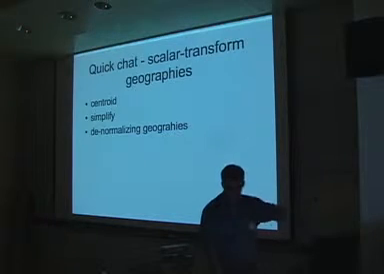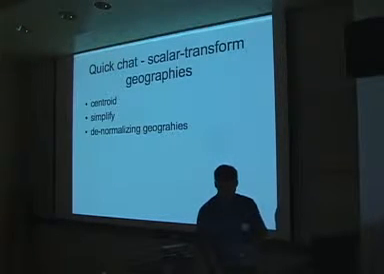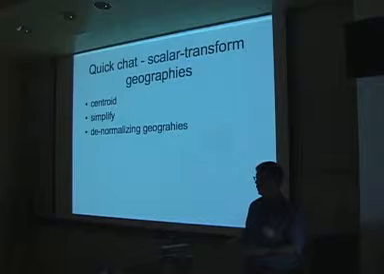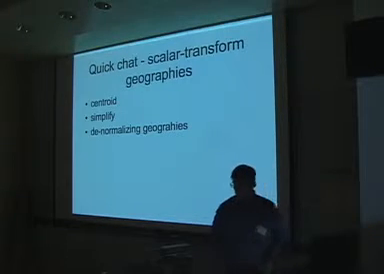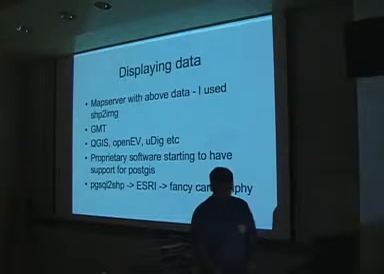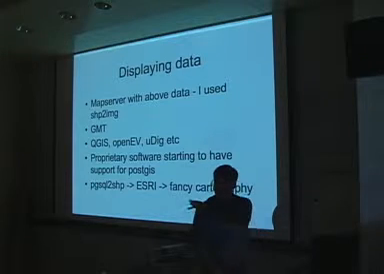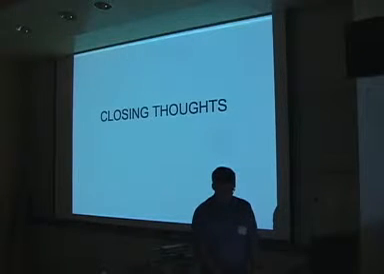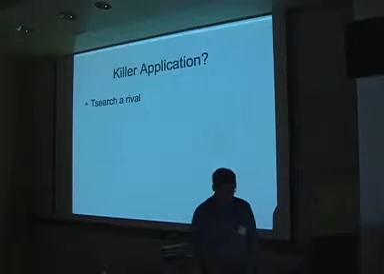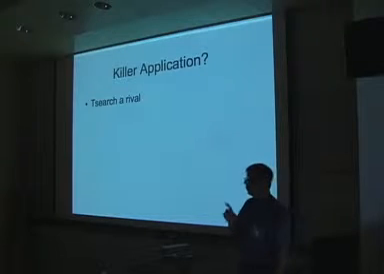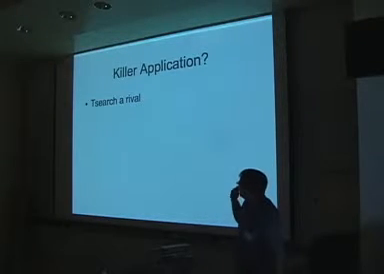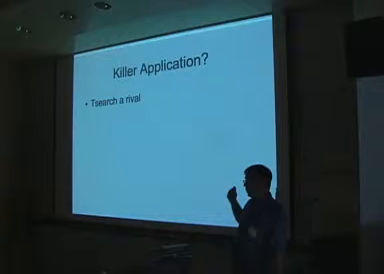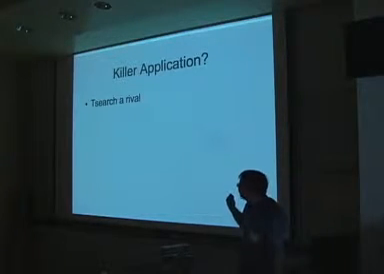So, fun with highways. I have some stuff in there. We basically, so denormalize. You have to denormalize if you have a lot of processing, because this is expensive. Displaying data. These are the various ways you might display data. I use MapServer with above data, then there are other things. Closing thoughts. So, as far as really cool Postgres applications go, I think PostGIS has beat out T-Search because one can read about PostGIS and understand how to use it.